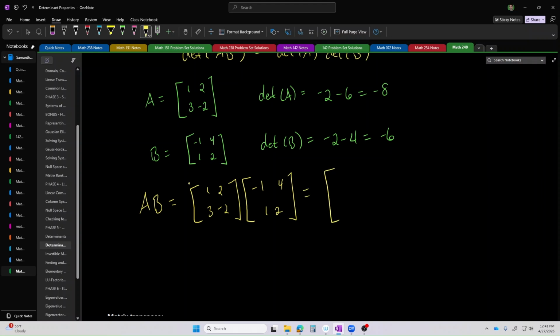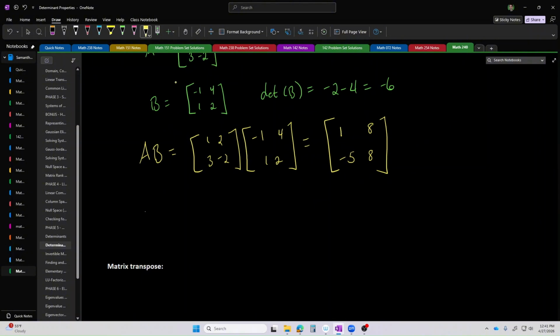If I calculate that result using the dot product formula, first row times first column would work out to be -1 plus 2, result +1. First row, second column would be 4 plus 4, result 8. Second row, first column would be -3 minus 2, result -5. And then second row, second column would be 12 minus 4, result 8.